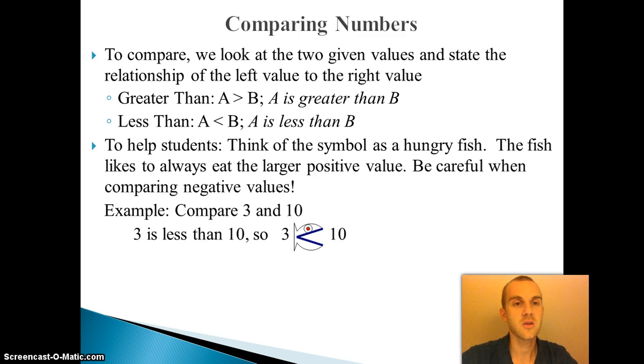We just have to be very careful when we're teaching students about negative values, as that can be a little bit confusing. So if we're comparing 3 and 10, we know that 10 is a larger number than 3, so we know that our symbol would open up towards 10, and we could even draw a little fish around it. And the way we'd read that is that 3 is less than 10, because we're reading it left to right.